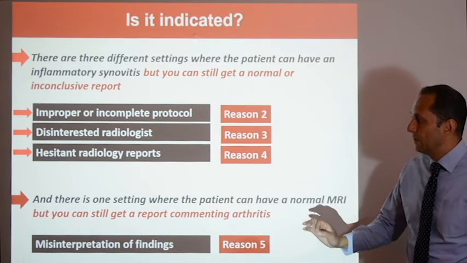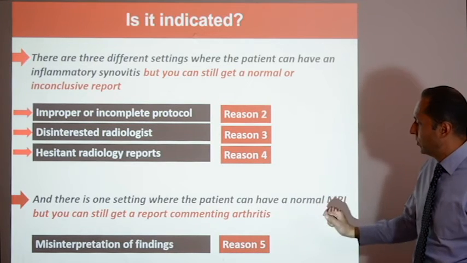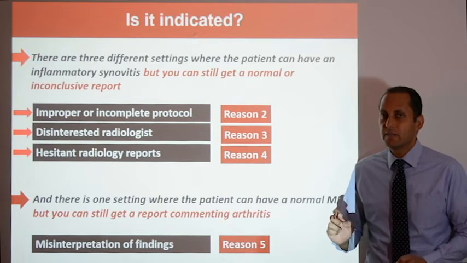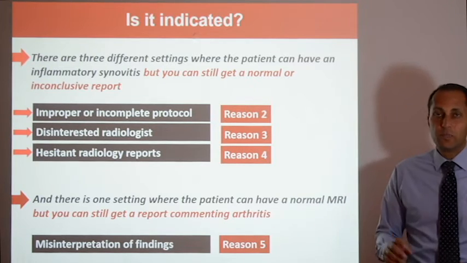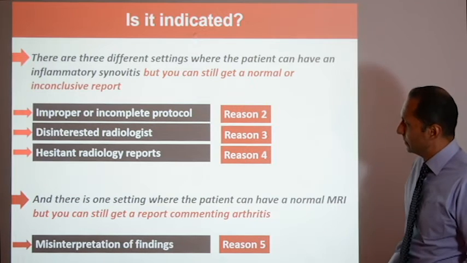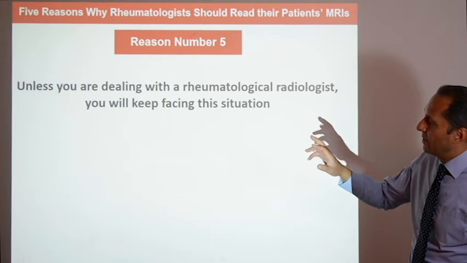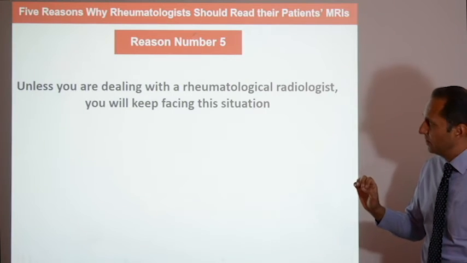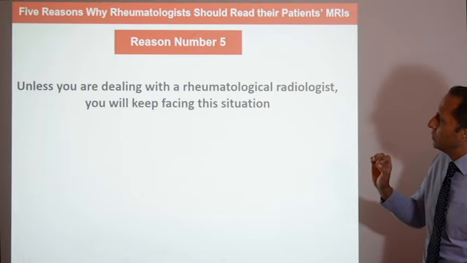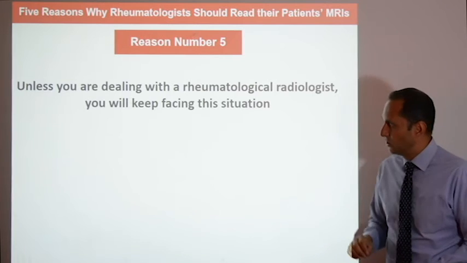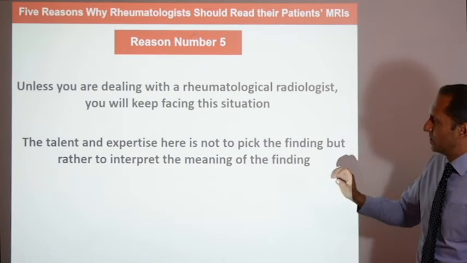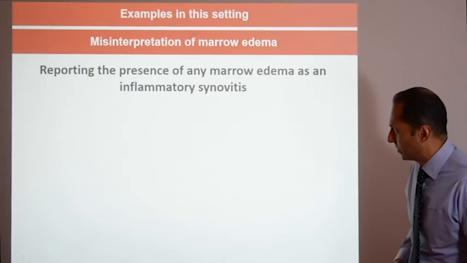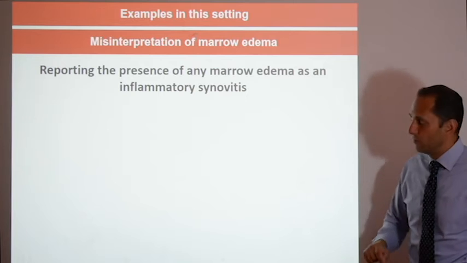Now we come to the last setting. The one setting where the patient can have a normal MRI and you still get a report commenting there is an arthritis. Misinterpretation of findings. Unless you are dealing with a rheumatological radiologist, which we don't have in our country, you will keep facing this situation. The talent and expertise here is not to pick up the findings, but to make the correct interpretation of the findings. Like reporting bone marrow edema.